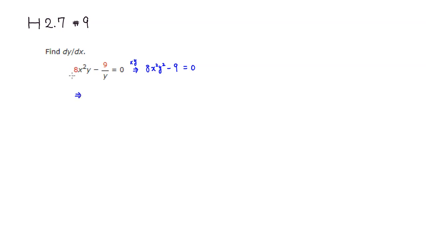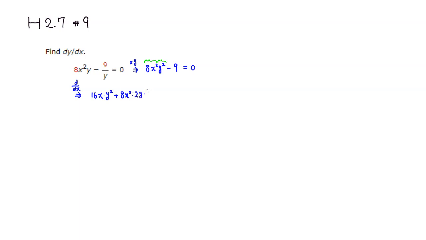We're going to take the derivative with respect to x. I'm going to use the product rule. Here, 8x squared is the first guy, and y squared is the second guy. The derivative of 8x squared would be 16x, so I'm going to put 16x and then multiply by the second guy, which is y squared, plus the first guy, 8x squared, and then the derivative of y squared with respect to x would be 2y.